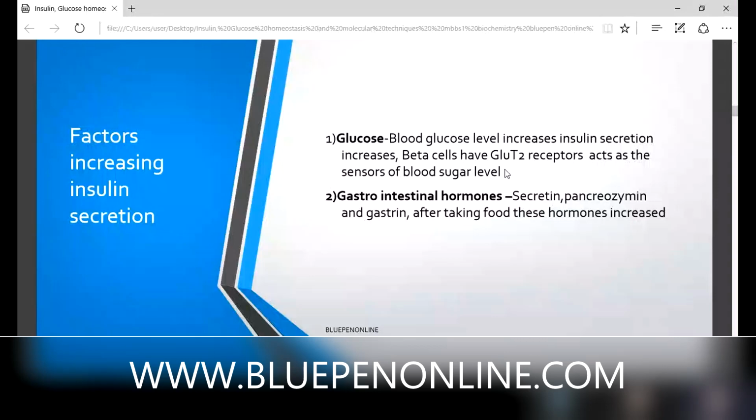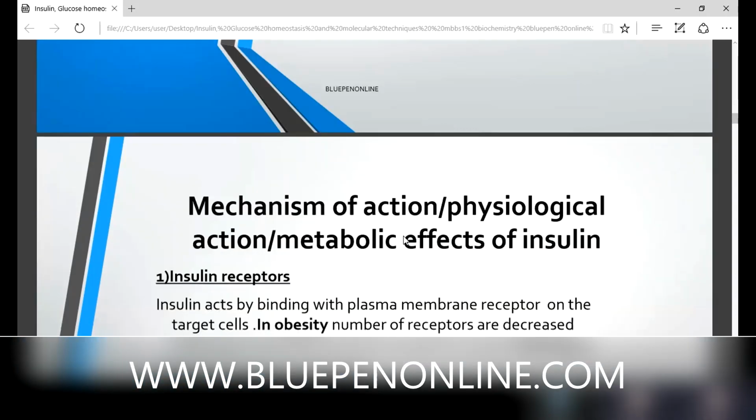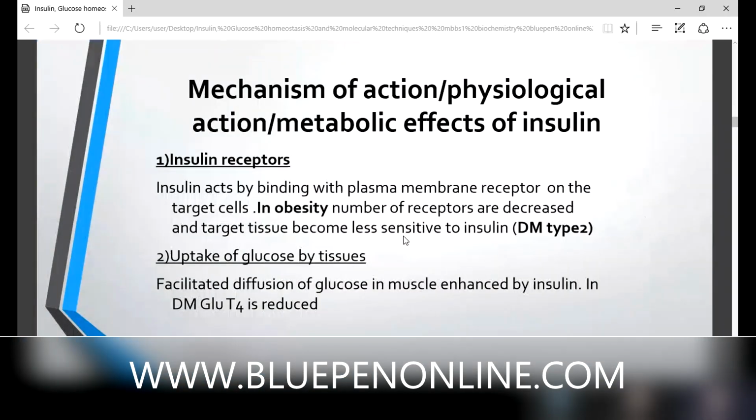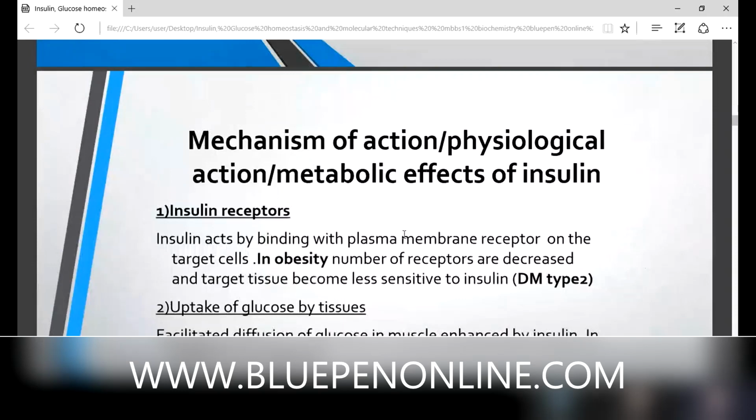These three hormones are increased after food, and that will enhance the activity of insulin. Then the mechanism of action, or physiological action, or metabolic effects of insulin.